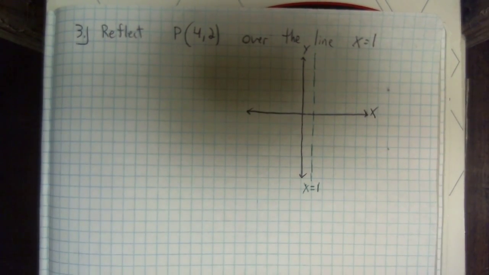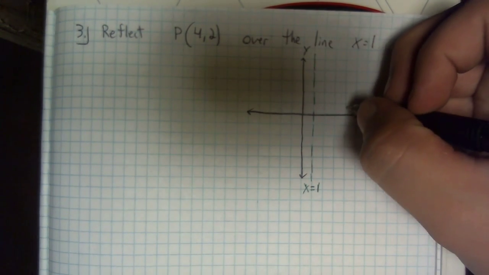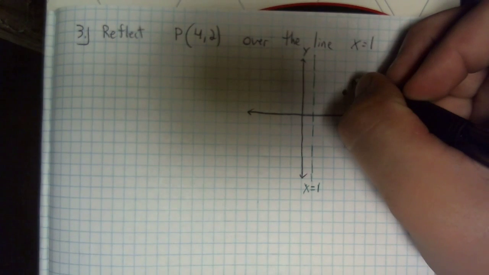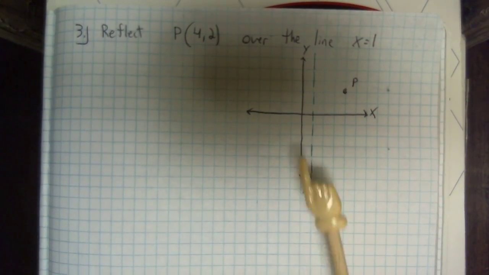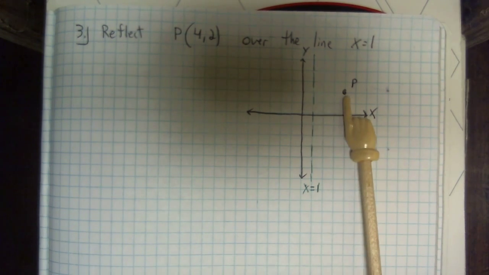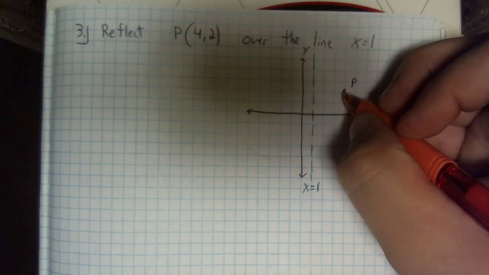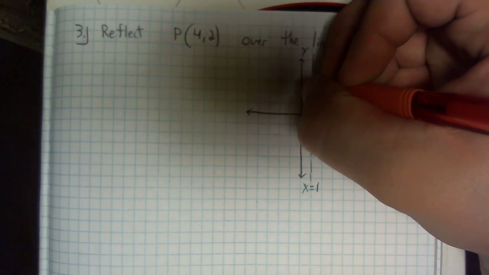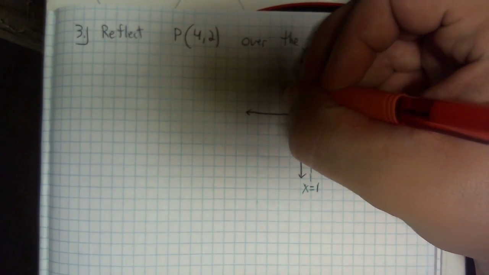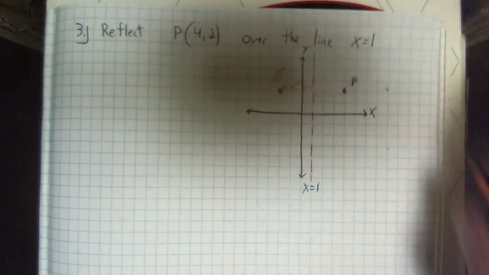Then I want to plot the point they gave me. (4, 2) is over here. (4, 2). That's point P. And now we're back to easy counting, right? We can see exactly how far away from that line we need to count. I can see I'm 1, 2, 3 units away here, so I want to be 3 units away on the other side of that line. So 1, 2, 3 would put point P prime right there.